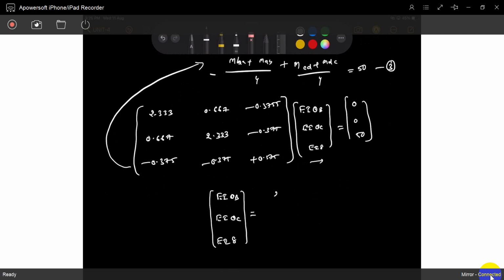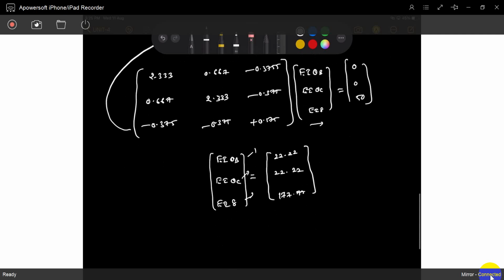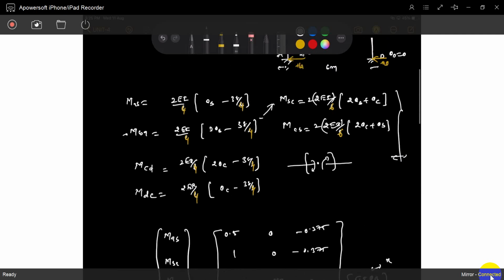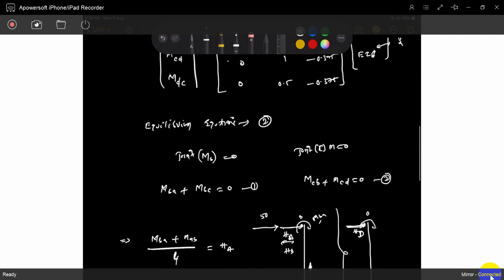22.22, 22.22, 177 point something. These are all plus. So the plus means what? Theta B is clockwise, theta C is clockwise, and delta also, the assumed direction is correct. Then you have to apply these values of theta B, theta C and delta. So what will we get? Finally you will get the moments.